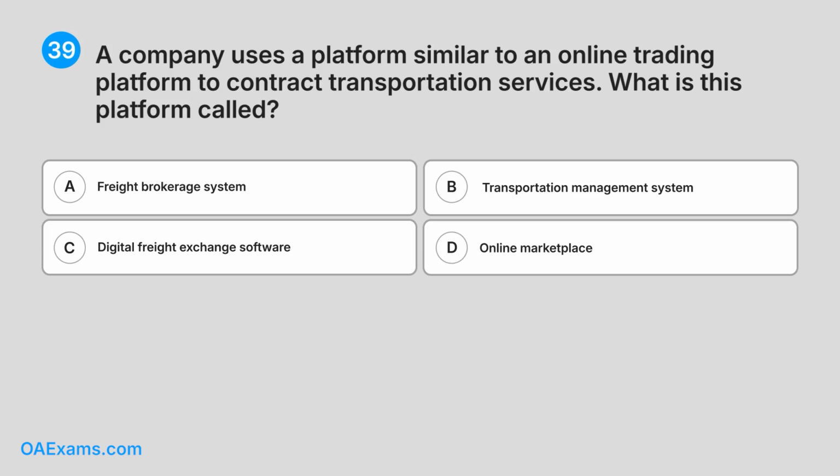39. A company uses a platform similar to an online trading platform to contract transportation services. What is this platform called? A. Freight brokerage system. B. Transportation management system. C. Digital freight exchange software. D. Online marketplace. What do you think is the answer?